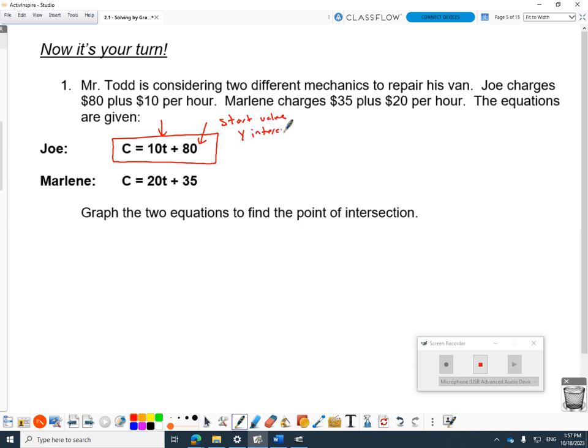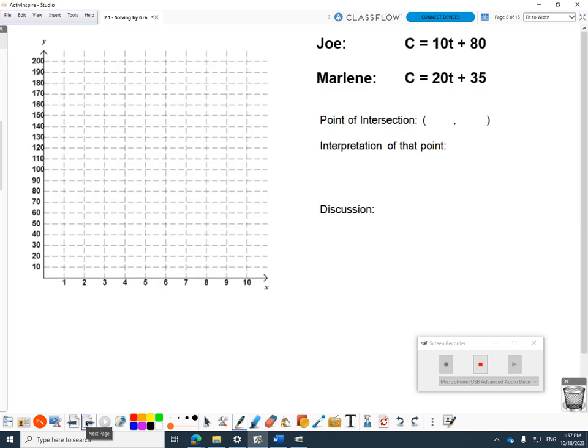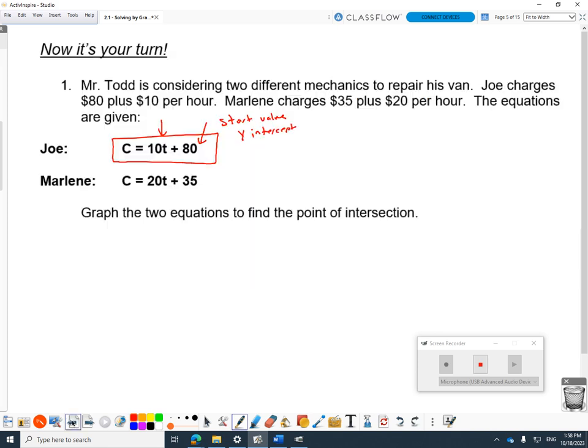So let me go to my graph. Your graph's on the same page, right? So you don't have to look around for it. Joe, $80. That's what he starts at. It costs $80. Most companies that repair cars, that's what it does. It's $80 bang right off the bat. Nobody's charging $10 an hour to fix your car anymore.